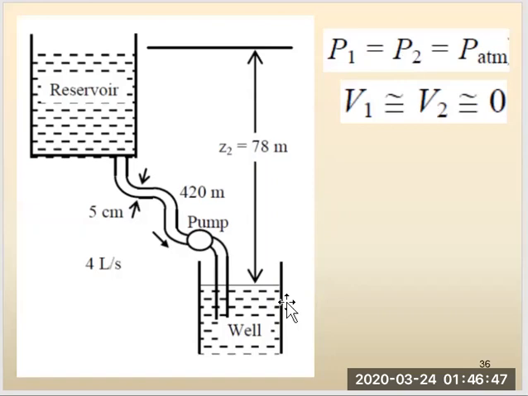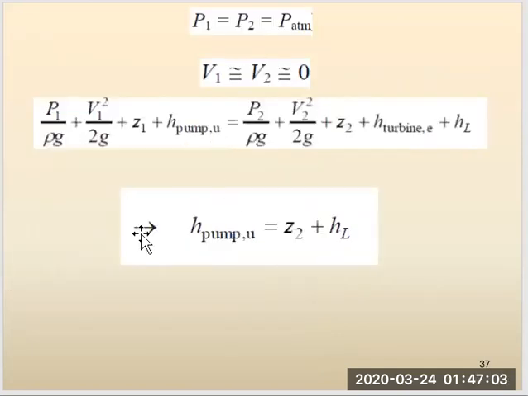We take the free surface of the well as the reference level. So here Z1 is equal to 0. And then we write the energy equation for the control volume between these two points, which simplifies to this equation. So this is the energy equation. We don't have a turbine, so this term is 0. We have a pump. We have head loss as a result of piping. The pressures at points 1 and 2 are equal to the pressure of the atmosphere.